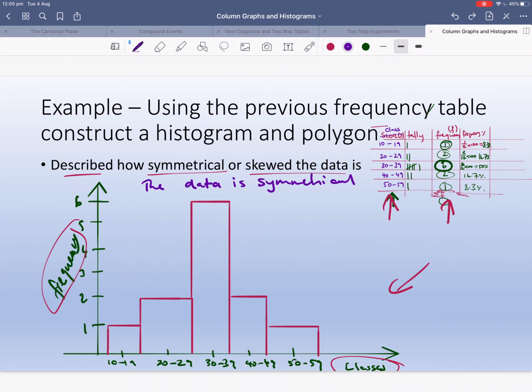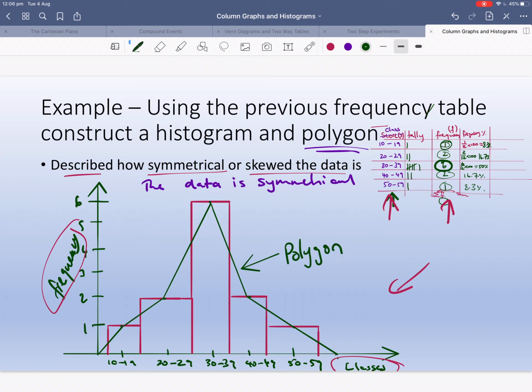Okay. The last one is we've got to put a polygon. Now, a polygon is essentially just a line graph. All I'm going to do is draw a dot in the middle of each one of these. Now, you can draw a polygon without a histogram. It's just often they're really good together. I'm going to start from down here and just join them up. Okay. So the green is a polygon. Make sure it goes into the center and then anchor it back down to the other one. So this one is a polygon.